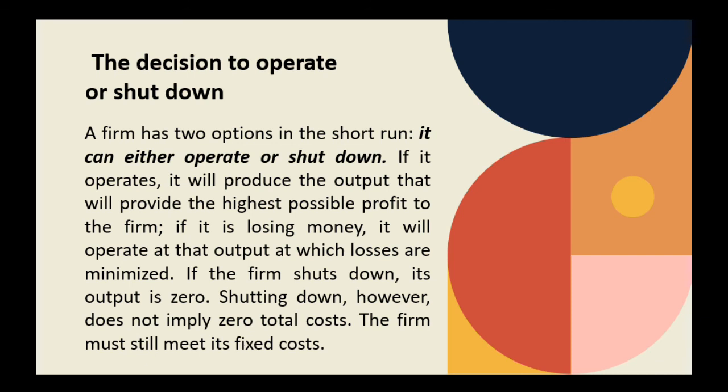Now, another question is, when does a firm operate in the short run? A firm will operate in the short run when total revenue exceeds variable cost. And how about when will the firm shut down? A firm will shut down when variable cost exceeds total revenue.